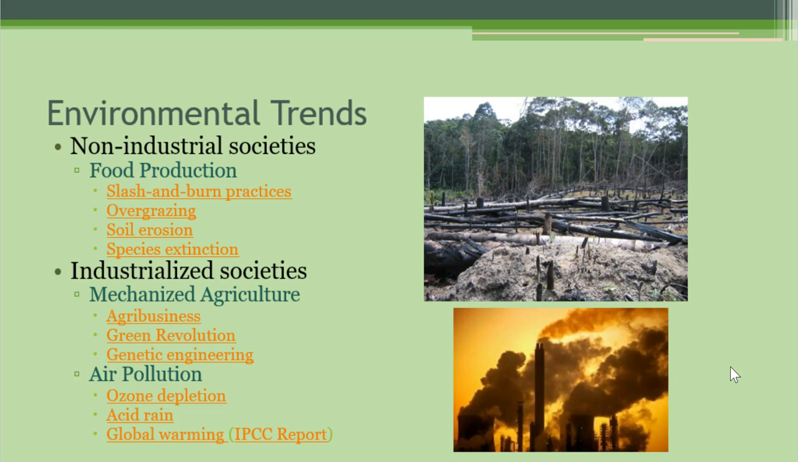All right, environmental trends ultimately. In non-industrial societies, we're really focusing on food production as the big environmental area, right? This is the big environmental hotspot. In industrialized societies, it's also about food production, but this is where we're seeing our mechanized agriculture, and then we're seeing air pollution and water pollution. I don't actually have water pollution on the list. I'm not sure why. I guess I forgot to put it there, but pollution in general, right? So mechanized agriculture and pollution for industrialized societies.